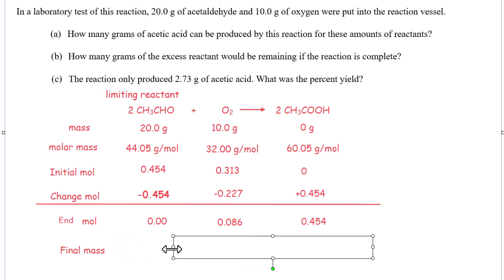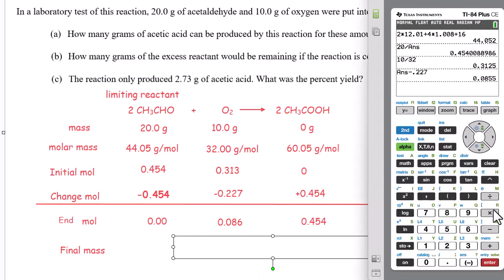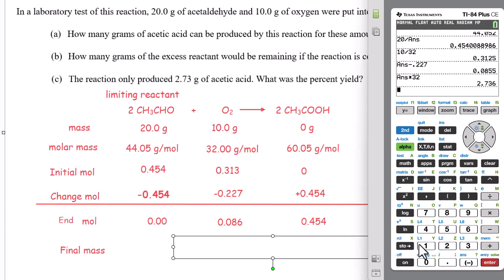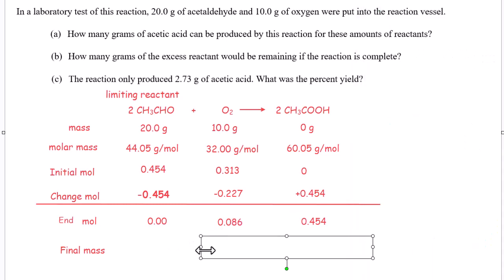I should have said end mass, but final mass sounds better. Of course, 0 grams. We'll take our 0.086 that we have in our calculator times 32. No need to type it out again. Use what's there. And that's how many grams of oxygen are left behind: 2.7 grams.